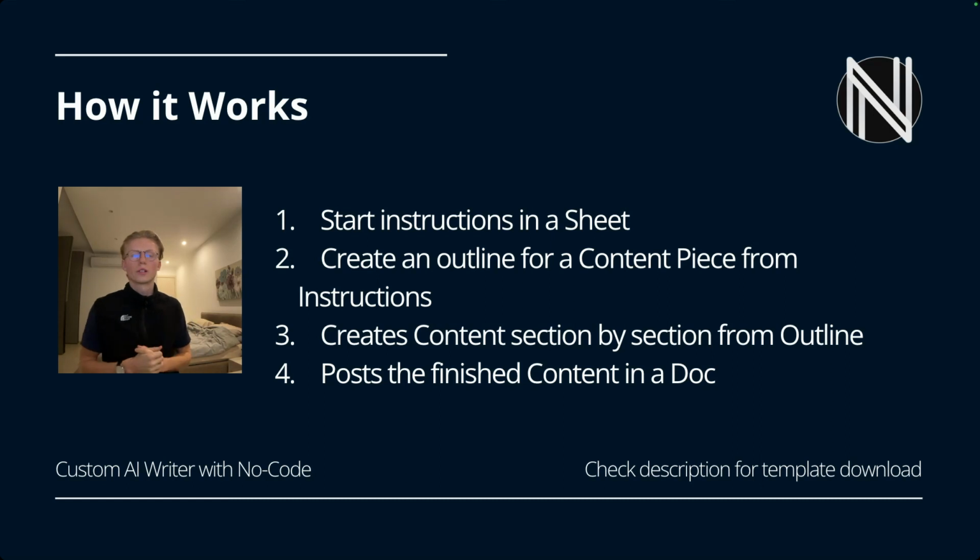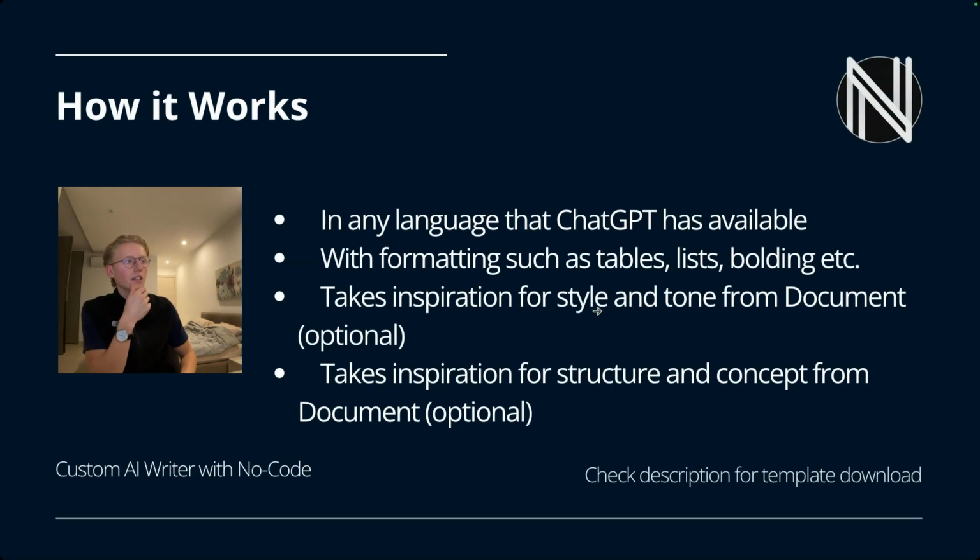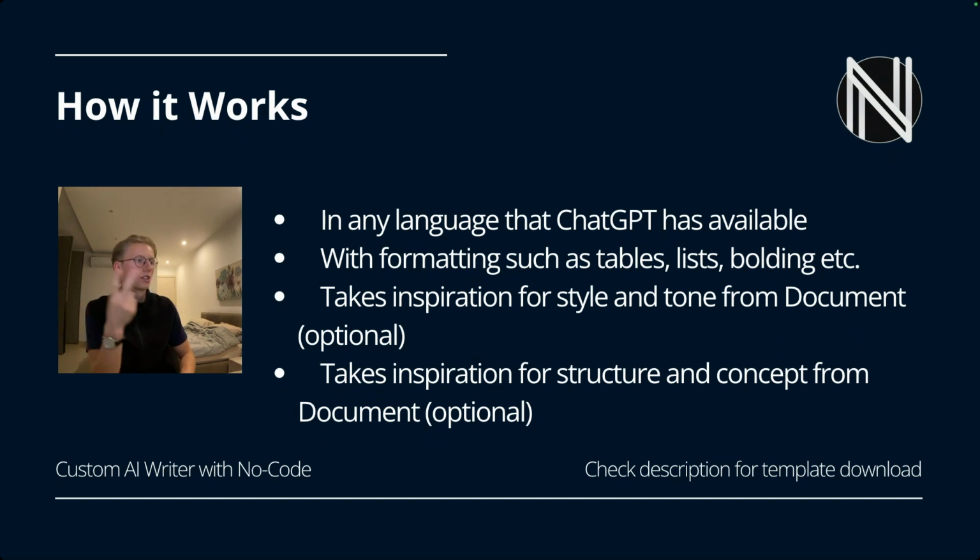Okay, so let's just really quickly go through what we've done here. We have started with instructions in the sheet, created an outline for a content piece, posted that outline in the docs, passed it through, and created the article section by section, and posted it, in my case, in WordPress, but you could do it in your preferred platform. And you can do it in any language. Formatting is taken care of. It takes inspiration from your style and also from a goal article.